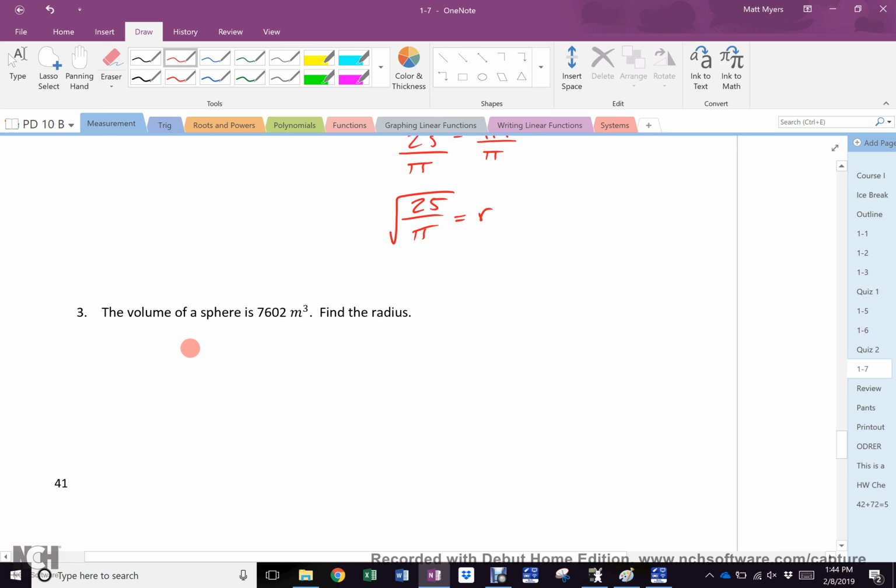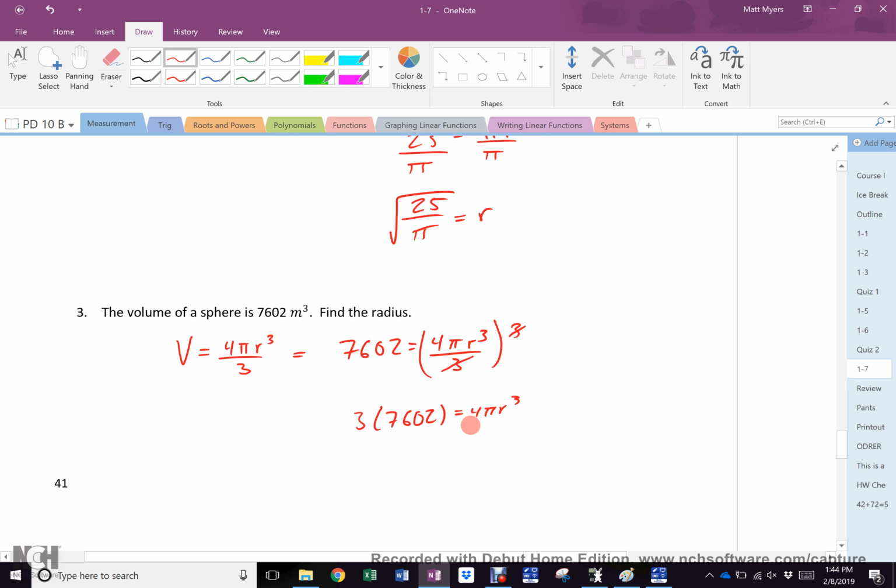Volume of a sphere, find the radius. 4 pi r cubed over 3. What in there do I know? 7,602 equals 4 pi r cubed over 3. How do I get rid of divide by 3? Times 3. Cancel, cancel. 3 times 7,602 equals 4 pi r cubed.